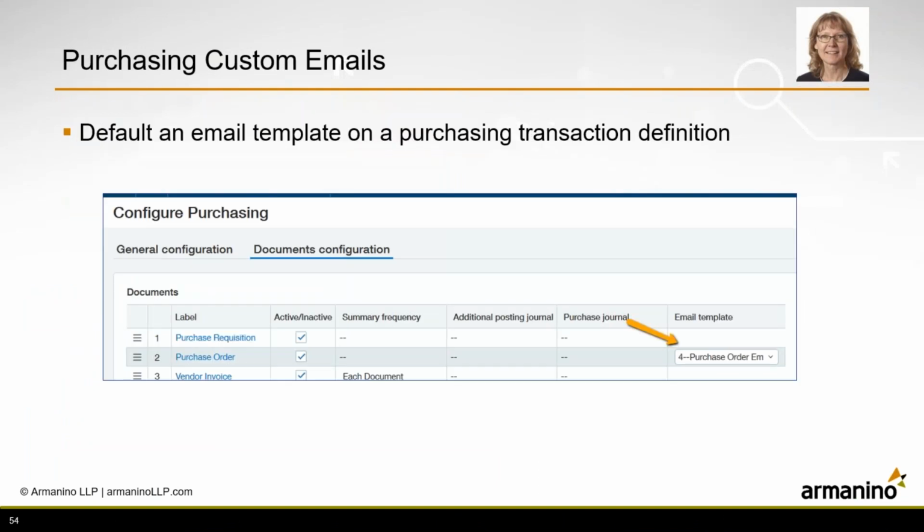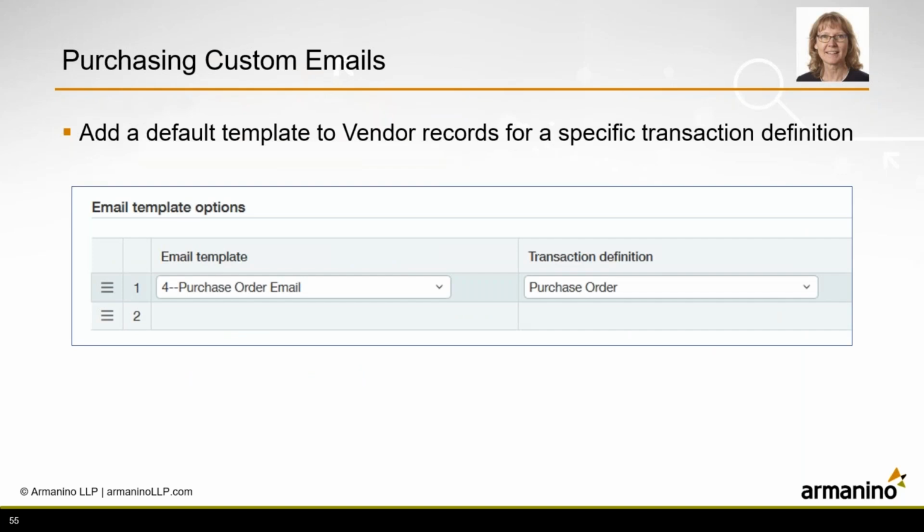You can default an email template on your purchasing transaction definition. So under Configure Purchasing, your Documents Configuration tab, you can assign an email template to the particular transaction, okay? No, unfortunately, you cannot do it by entity. So you do have only one email template per transaction type. But of course, if you wanted a different template for a different entity, you could just duplicate that existing template and copy it and have a second one for an entity and assign that one a particular email. So you can do it by entity if you need to with multiple transaction definitions.